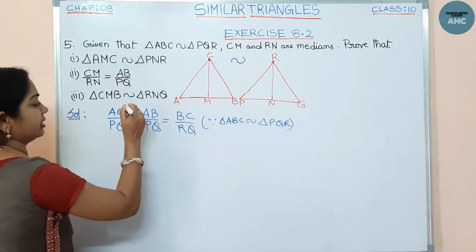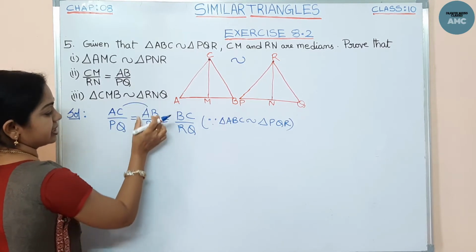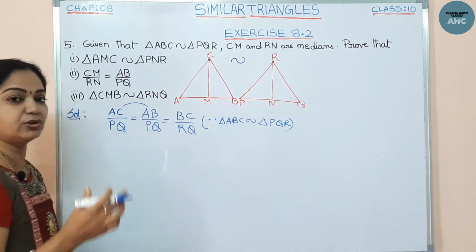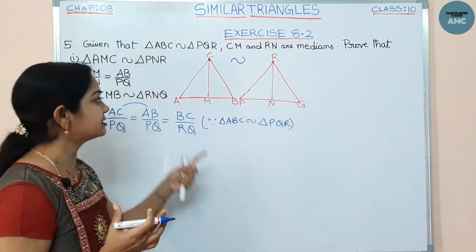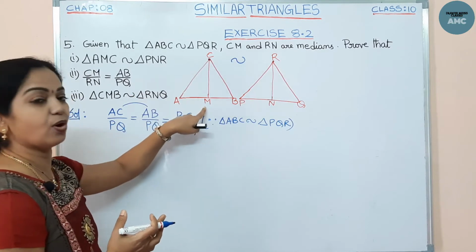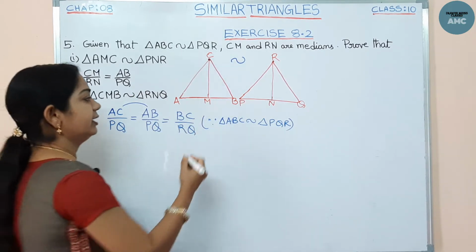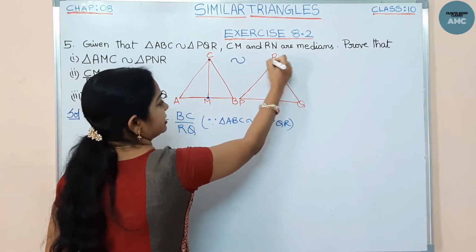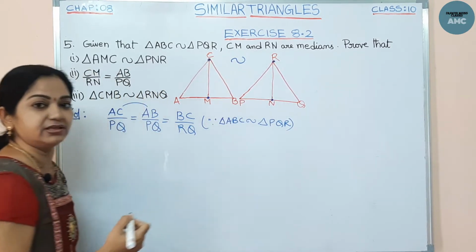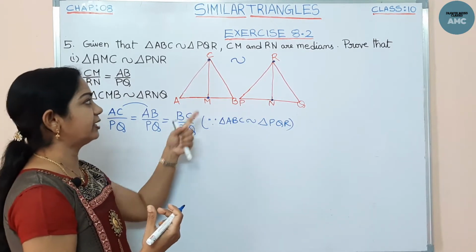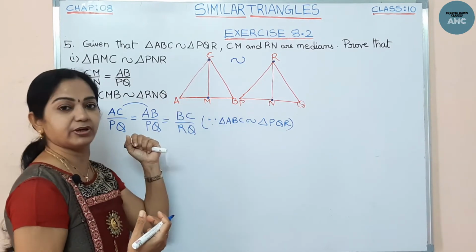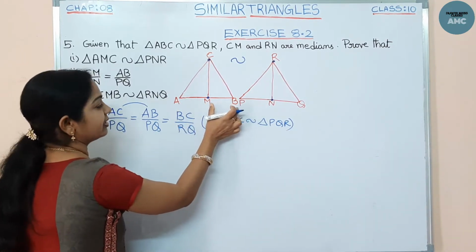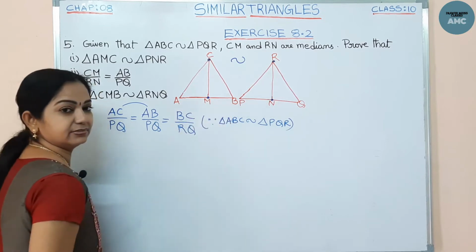Now, if you take these two corresponding sides, half of AB here is this. We also know that the median is a line from the vertex to the opposite side's midpoint. This is the midpoint M here. The CM is the median given. That means it is a line joining the vertex and the opposite side's midpoint. That means if this is the midpoint, AM and MB are equal. So we can write AM as half AB.